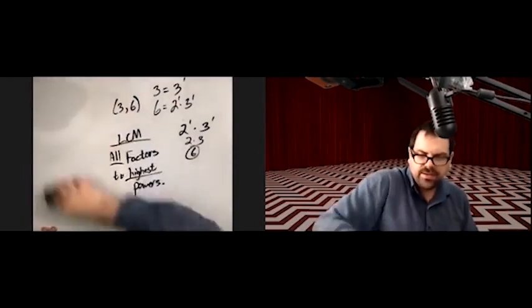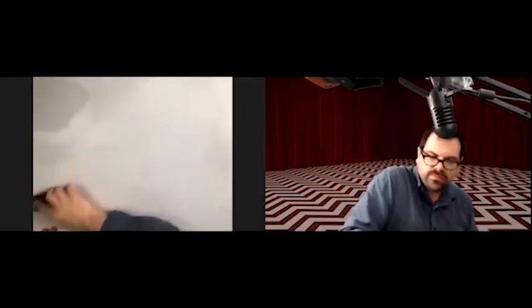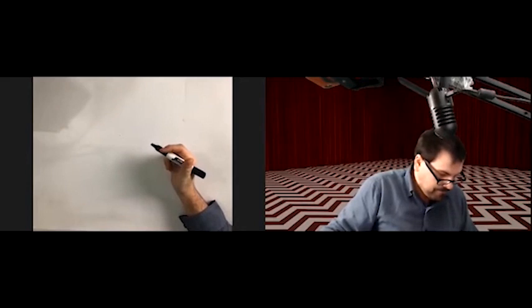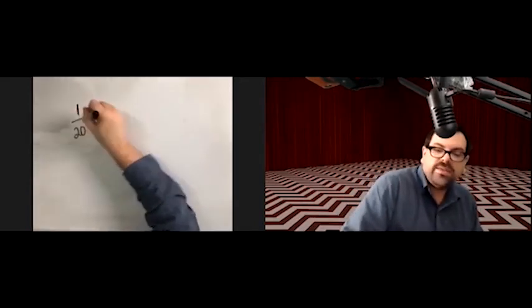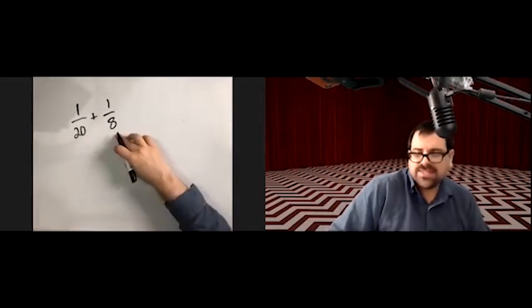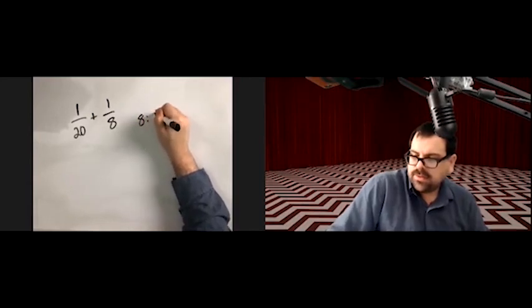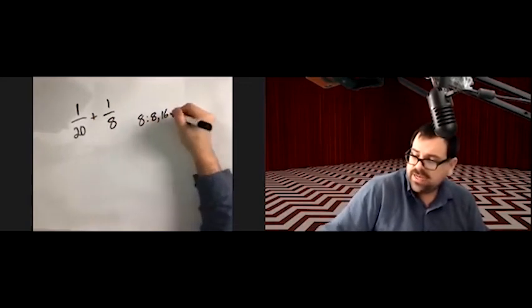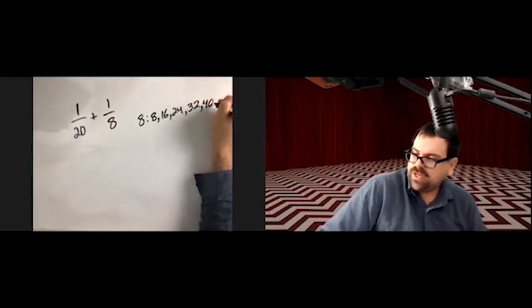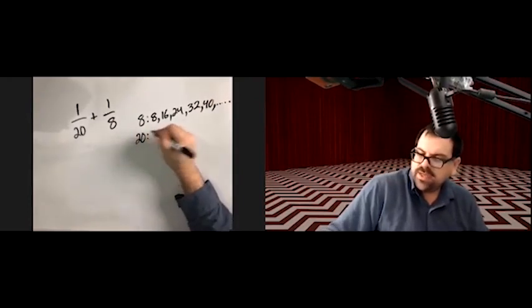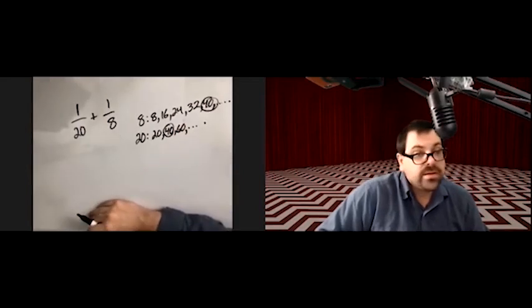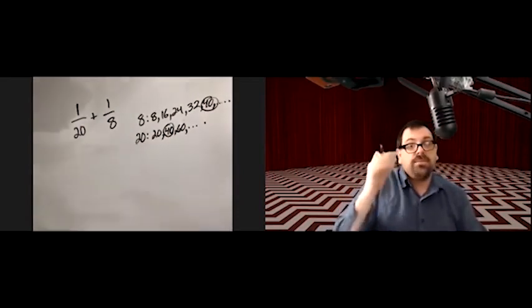Let's use this method of finding the common multiple, which is how we find the common denominator, to do 1/20 plus 1/8. The long way of finding these multiples, we would have to skip count on 8s. 8, always start with the number itself. 8, 16, 24, 32, 40, and so on. 20 would be 20, 40, 60, and so on. And that first number in common is 40. So we know our common denominator is going to be 40.